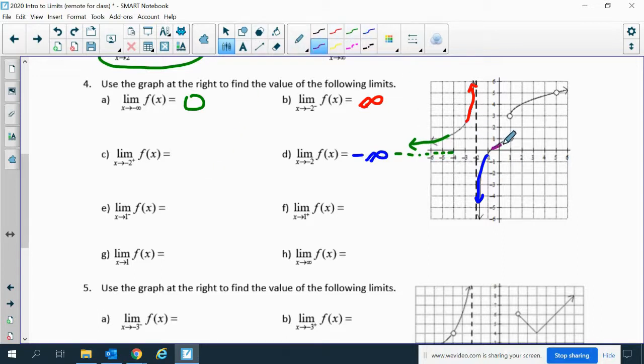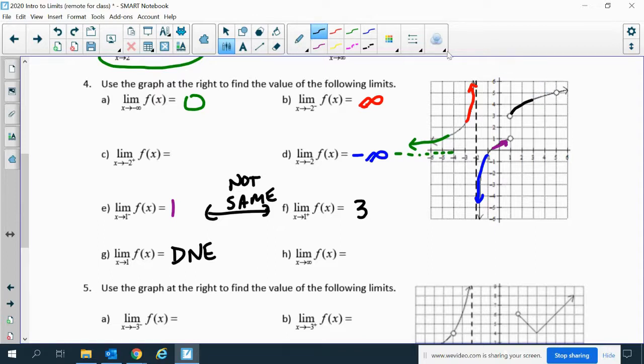Limit as x approaches 1 from the left. So if we approach 1 from the left, that's approaching y equals 1. Limit as x approaches 1 from the right, that's approaching y equals 3. Since these two things are not the same, I have to say that the limit as x approaches 1 does not exist.